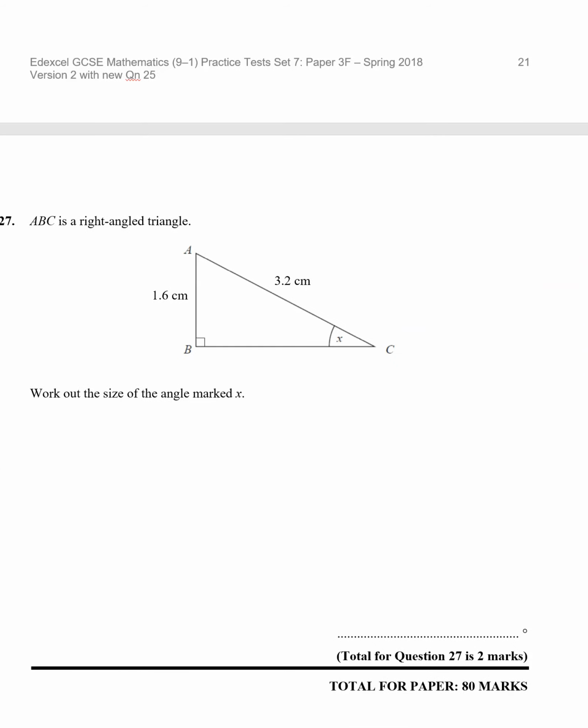Work out the size of the angle marked X. Right, so we've got a right angle triangle, so we need to use trigonometry. So we need to use one of our ratios. Now because we're working with the opposite and the hypotenuse, it's going to be sine of X is equal to opposite over hypotenuse. So that's 0.5.